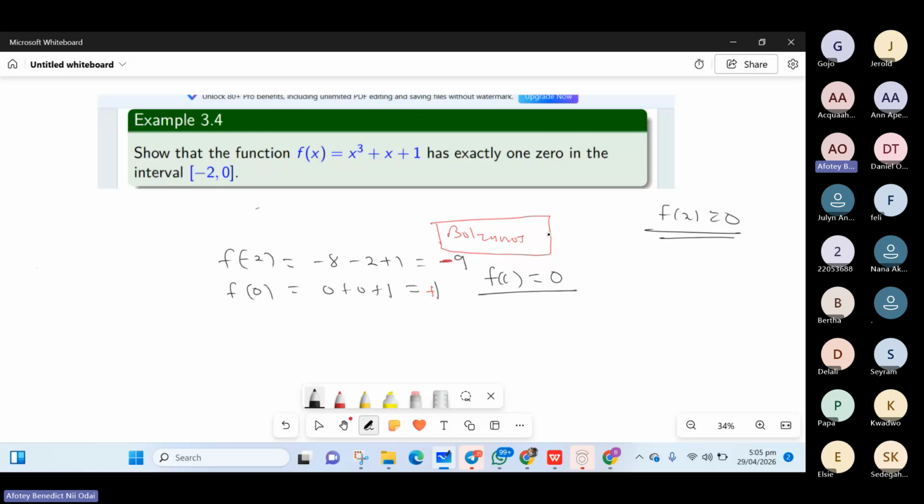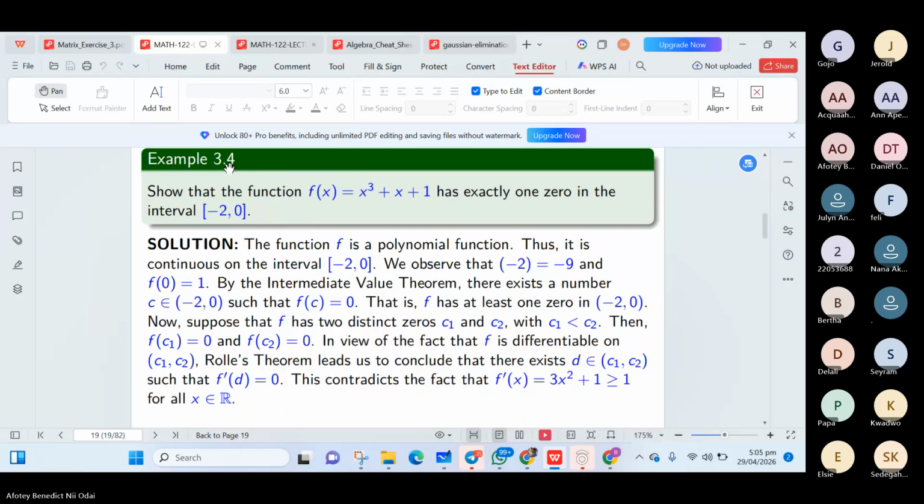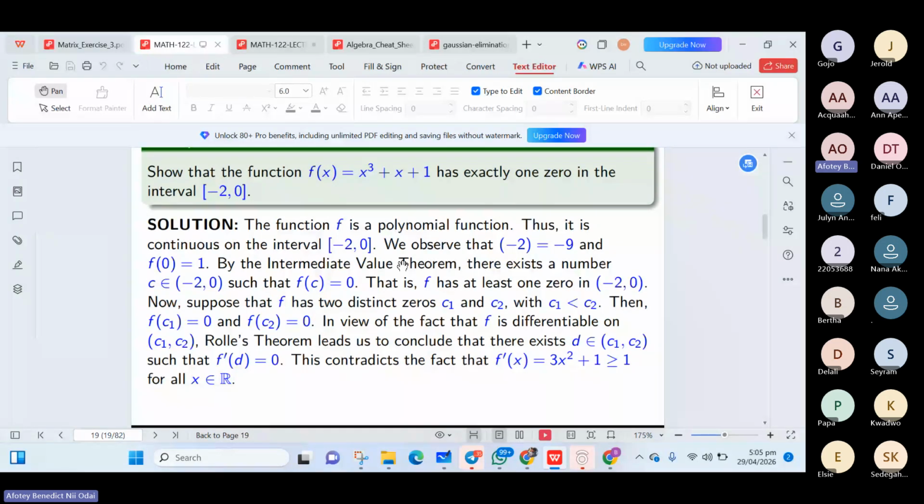Now the next thing we have to do is to show that there is exactly 1 zero, right? And I don't even know the type of proof that has been used in this case, but let's see if this makes sense. By the IVT theorem, there exists a c in this interval such that f of c is equal to 0. We've explained that. We said that the IVT and the Bolzano's theorem can be used interchangeably. That is, f has at least 1 zero in the interval.